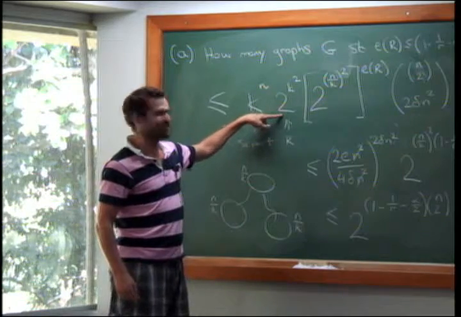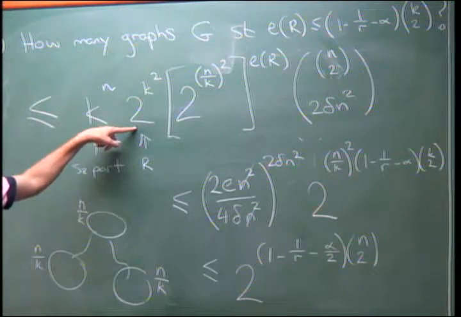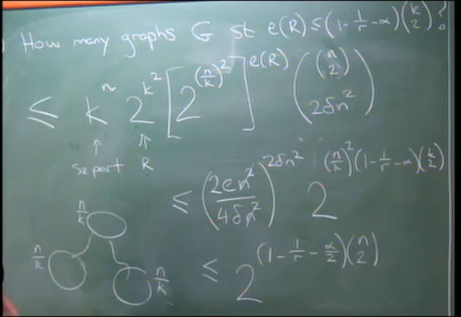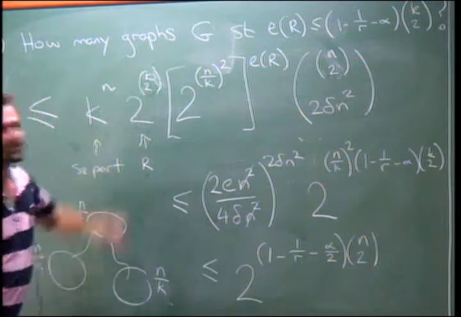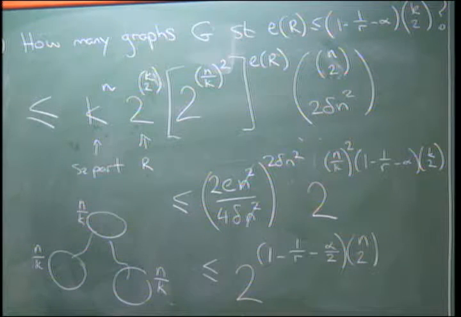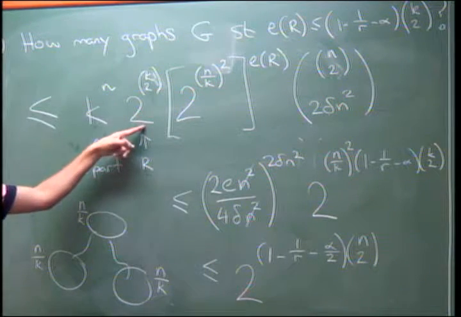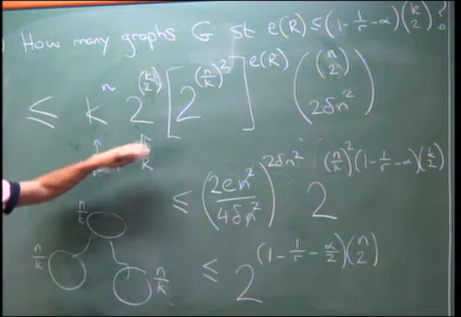Now, we pick the graph R. Well, it has k vertices. So each is k choose 2 if you like. Each pair of parts can either be in R or not. An edge of R or not. Okay. This term is just a constant. It's nothing.